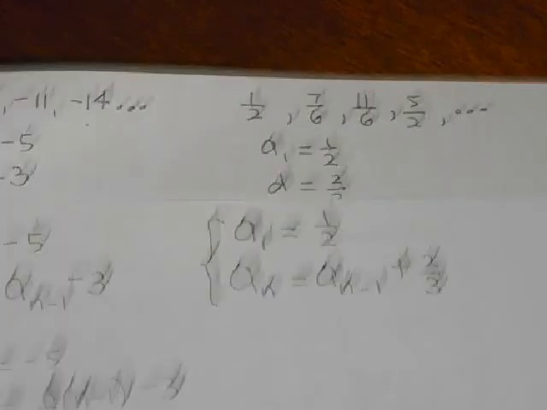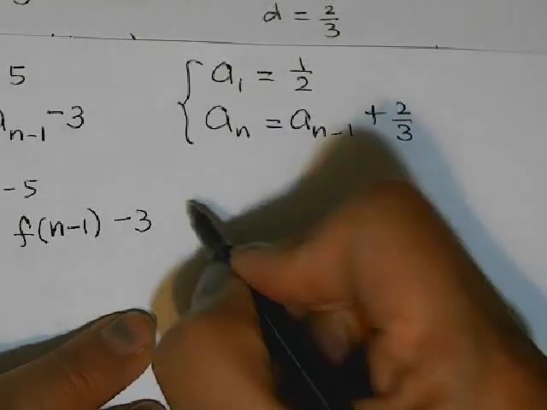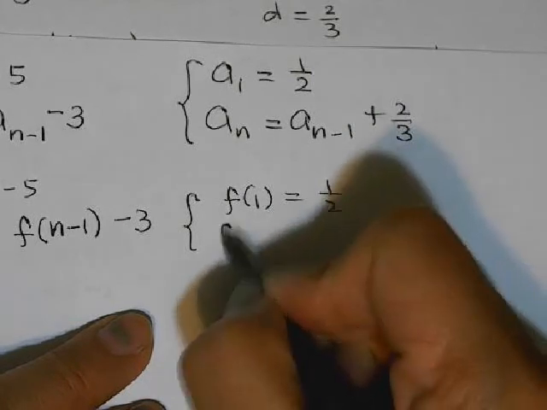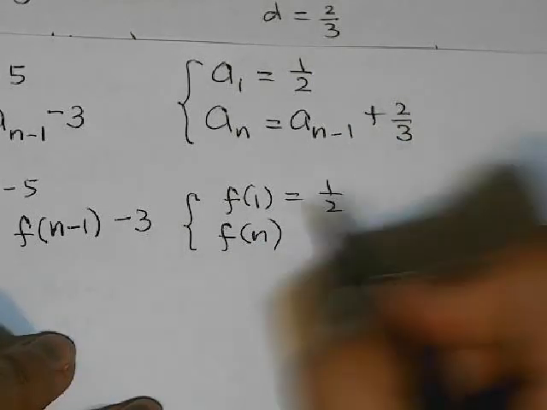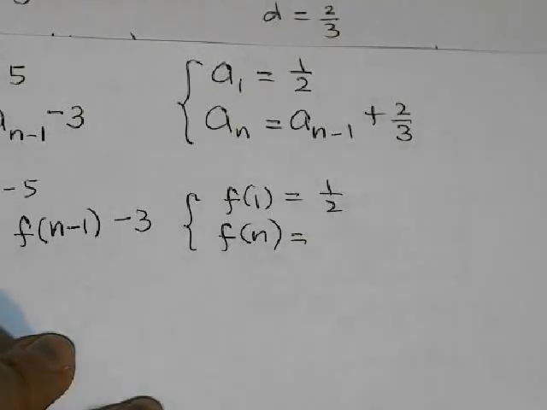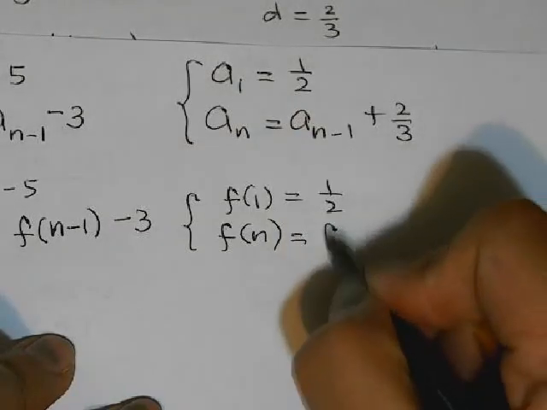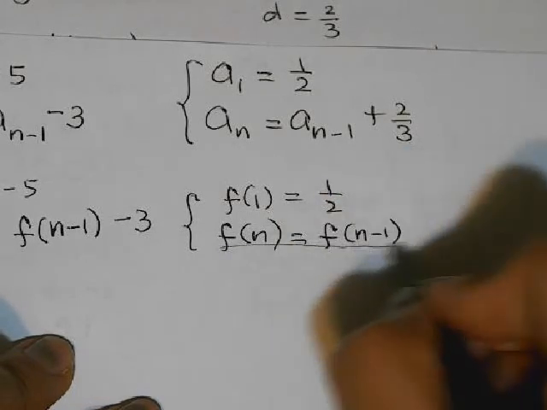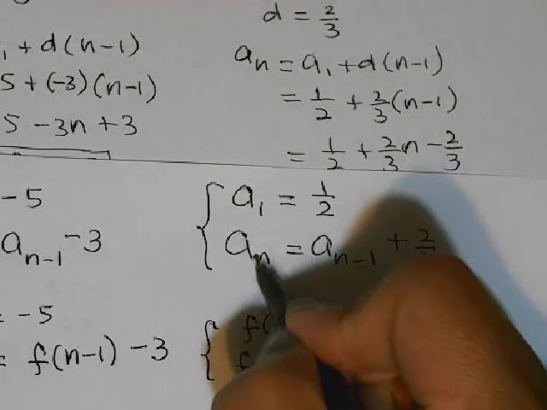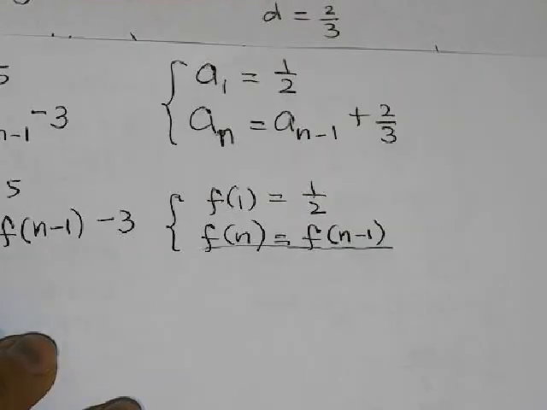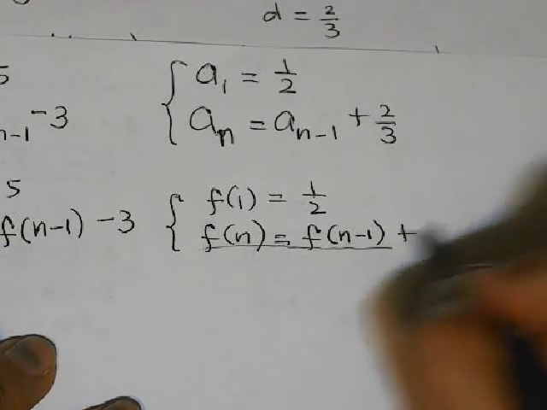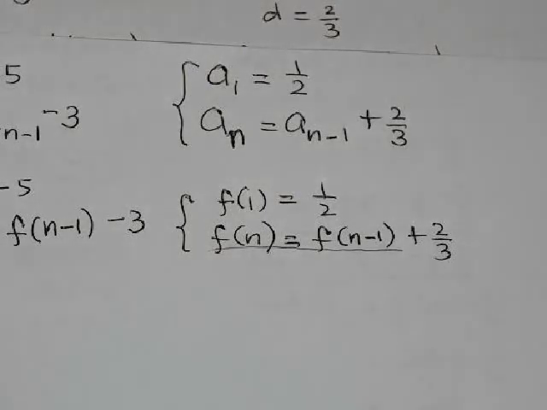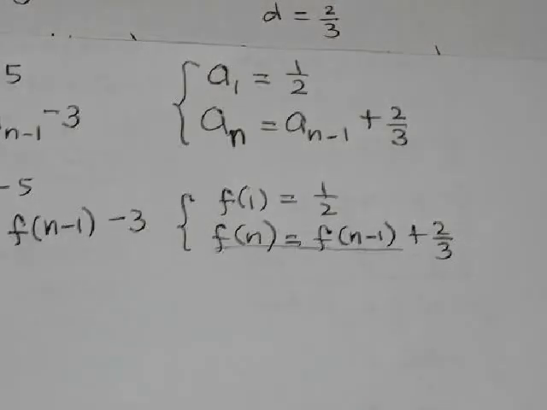And then to write it in the function notation form, you just write it as f sub 1 is 1/2, f of n, not sub, f of n is f of n minus 1 plus 2/3. This is all in one line, instead of here, where this is written lower than the a. So that is the recursive rule.